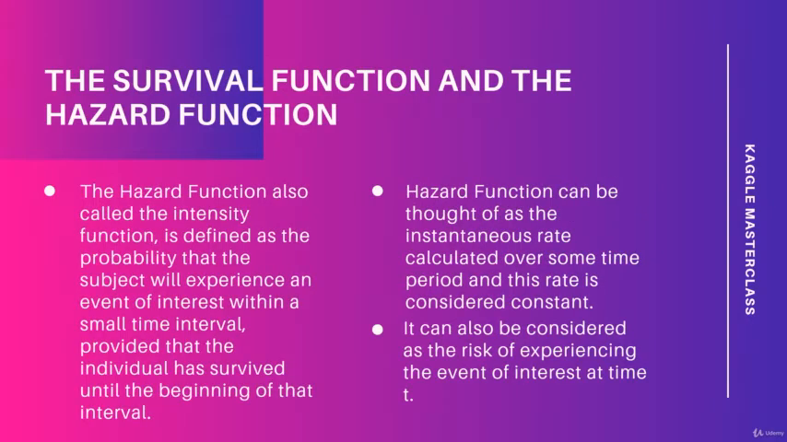The hazard function, also called the intensity function, is defined as the probability that the subject will experience an event of interest within a small time interval, provided that the individual has survived until the beginning of that interval. It can be thought of as the instantaneous rate calculated over some time period, and this rate is considered constant. It can also be considered as the risk of experiencing the event of interest at time t.